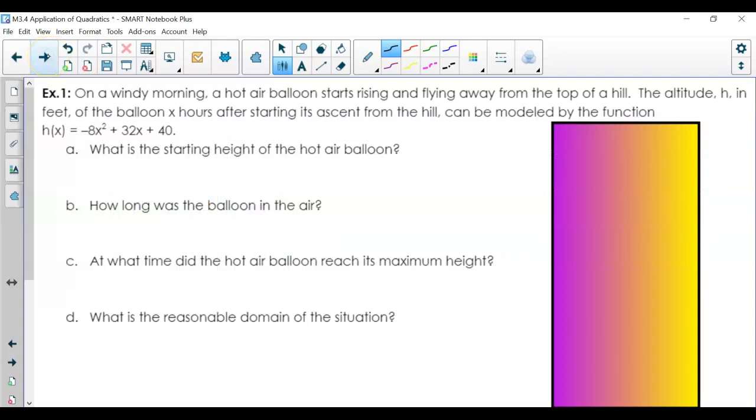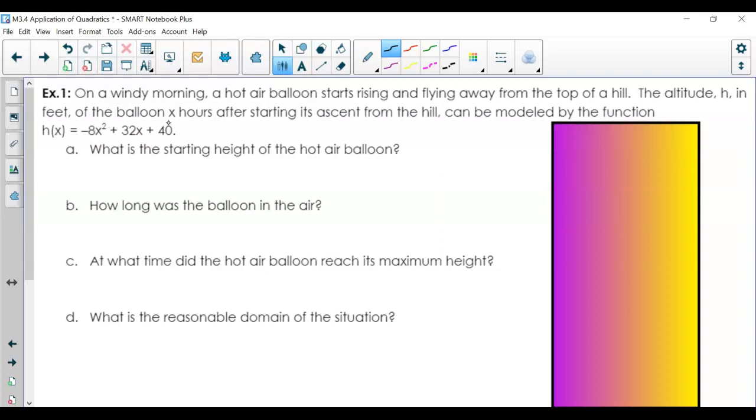So again, going back to using Desmos to answer our questions here and understanding, again, visually. We're talking here about, in example 1, a hot air balloon and how it's starting, rising and flying away from the top of a hill. And then it shows its ascent as well and descent. So when you graph this in Desmos, if you need to, go ahead and pause the video to graph this in Desmos.